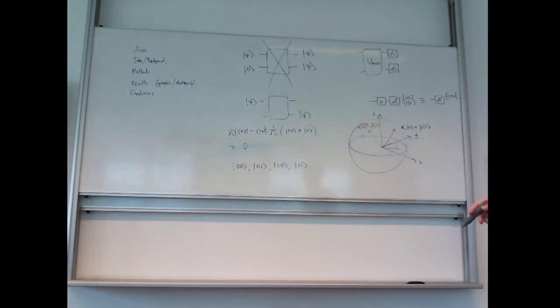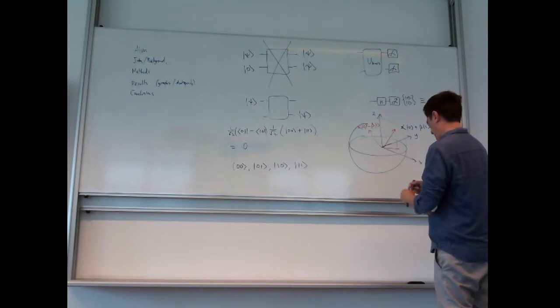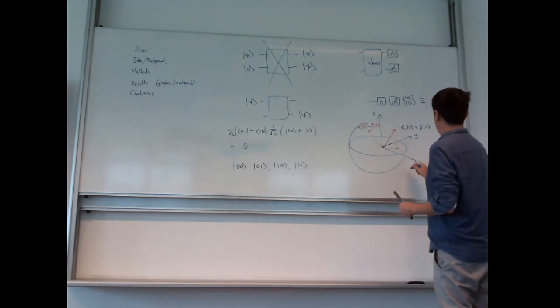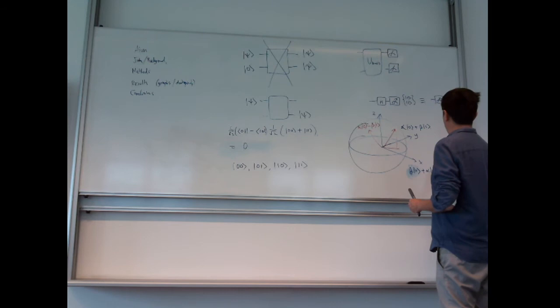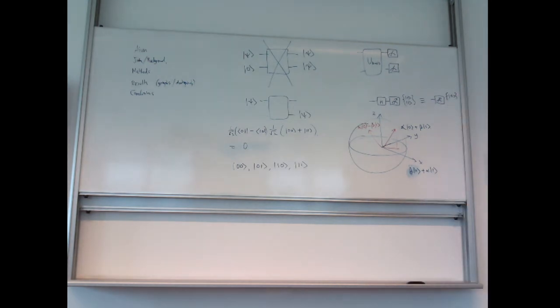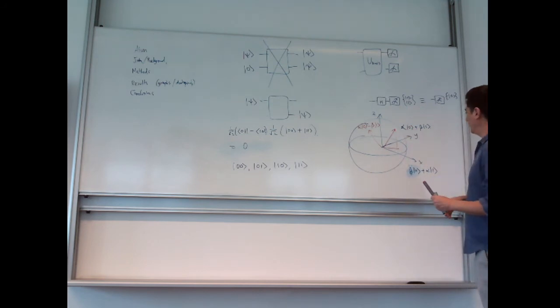And if we do a flip on the state, so if we have this state, well, maybe it's better to write this as beta 0 plus alpha 1. Then this corresponds to the state which has been kind of rotated around the x-axis by 180 degrees.